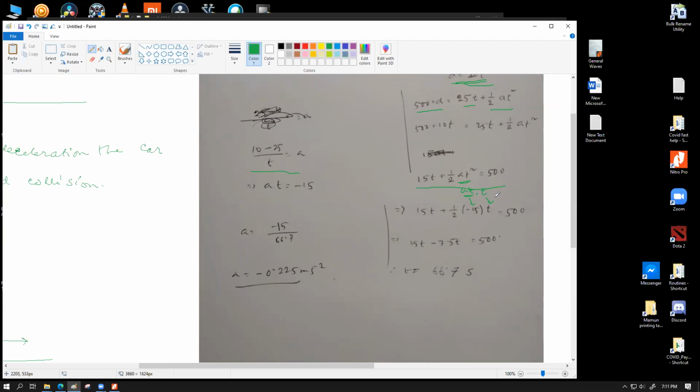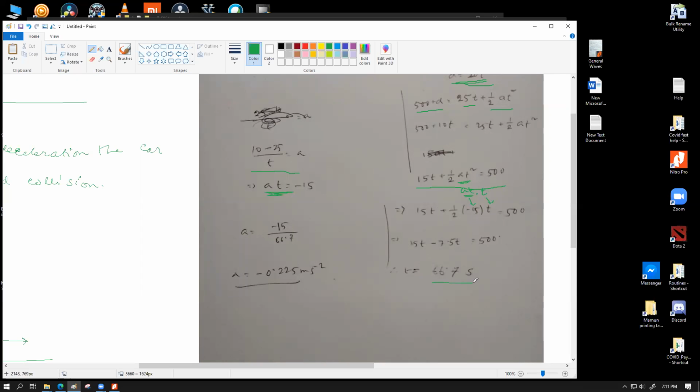Does it make sense? Yes, sir. Sir, what did you replace this with? It was not replaced with anything, the total product of a into t, you replaced with minus 15. Yes, yes, the total at I am replacing with minus 15, and I kept the t intact, so I get this equation at the final.